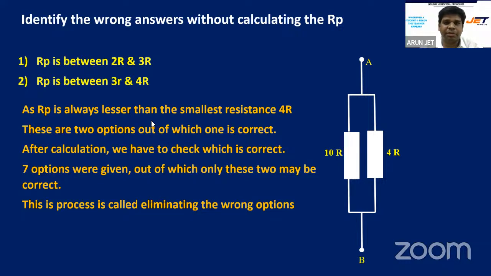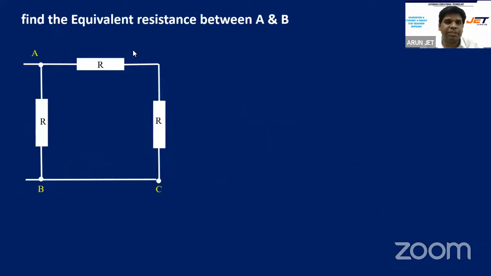All right. Now look at another example. I've got 3 resistors connected like this. I have to find out the equivalent resistance between A and B.